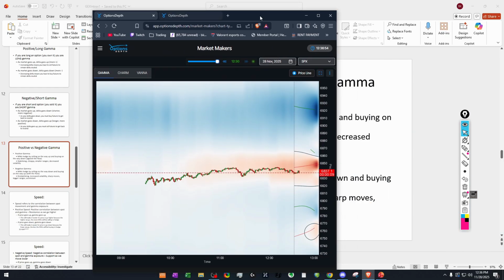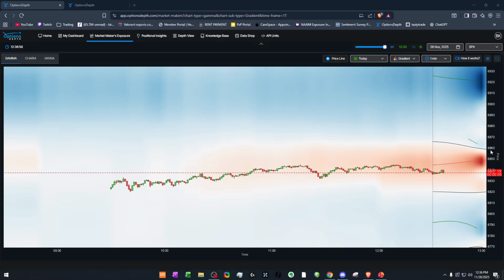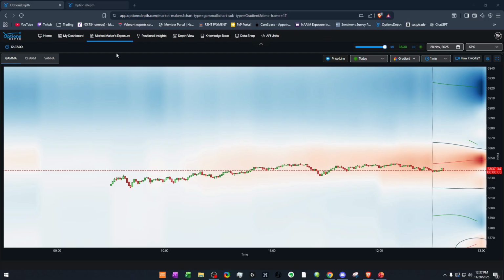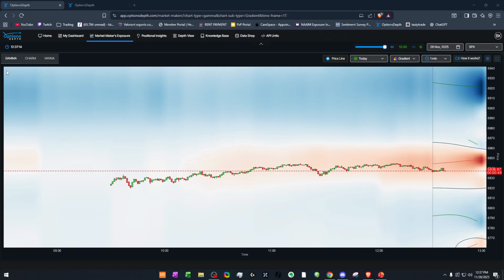So here we're going to move on to, before I get into the next part, we're going to show what the platform I use and how I use it. So it's called Options Depth. They have a bunch of different tools that I use each day. One of them is what you're seeing now, which is the gamma heat map. This is for today, November 28th.